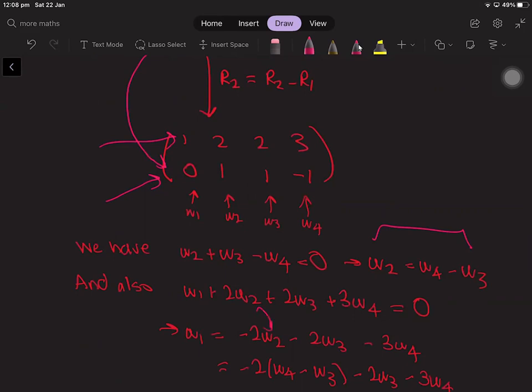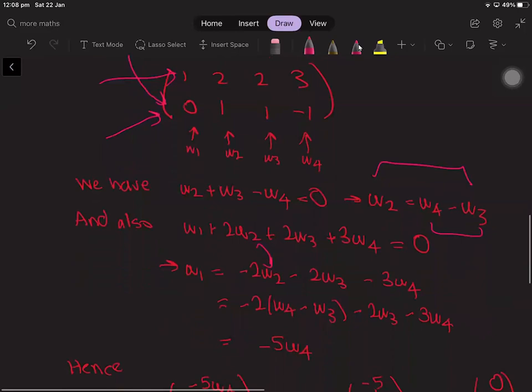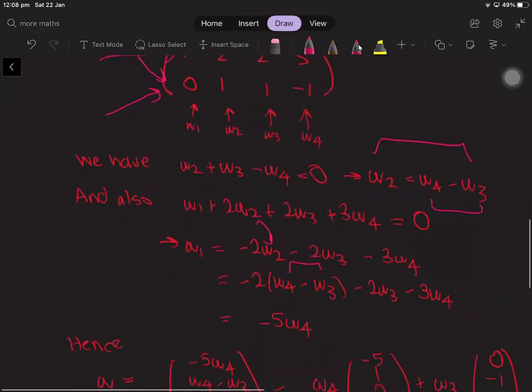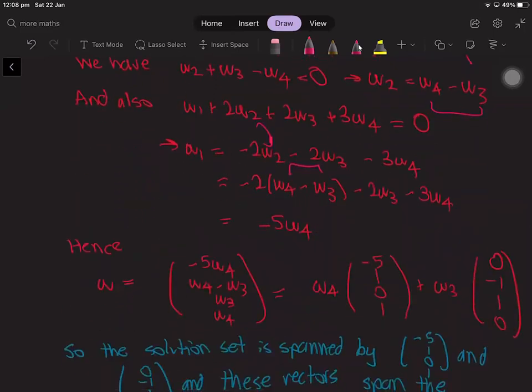And since we found w2 in terms of the other two variables, we can now substitute w4 minus w3 here. And this will give us minus 5 times w4 for w1. So this means our vector w is equal to these values we substitute here, and w3, w4. Now we can write this in terms of w4 and w3 like this, times two vectors. And for any w4 and w3, we have a working solution for w.